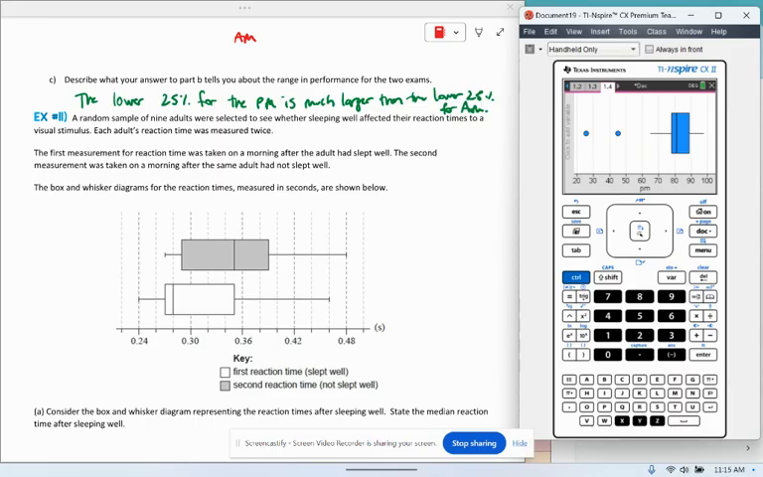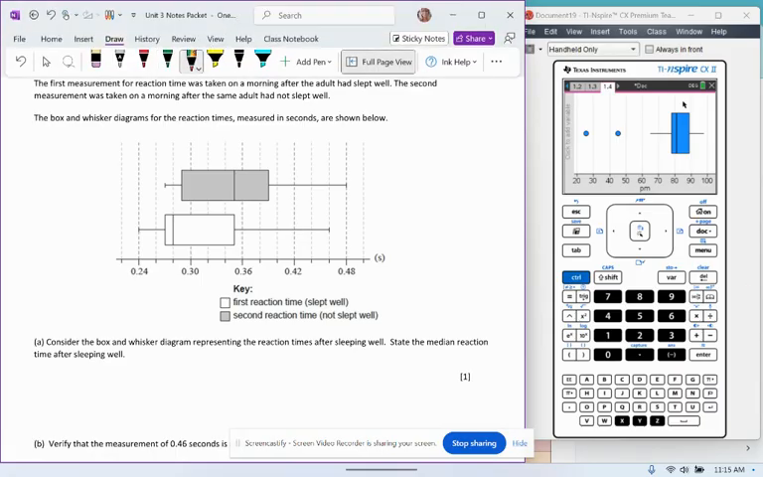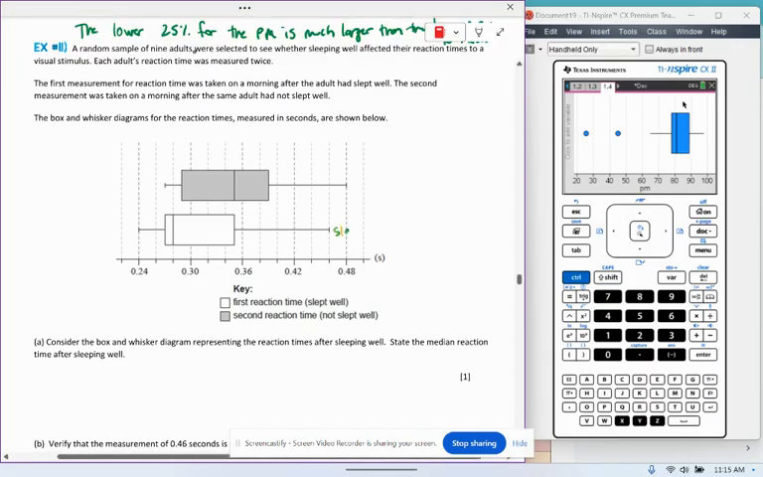All right, cool. Example 11. A random sample of 9 adults were selected to see whether sleeping well affected their reaction times to a visual stimulus. This is like testing how well people can drive after they sleep or not. The first measurement for reaction time was taken on a morning after the adult had slept well. So the first reaction time is the white one, and this is slept well.